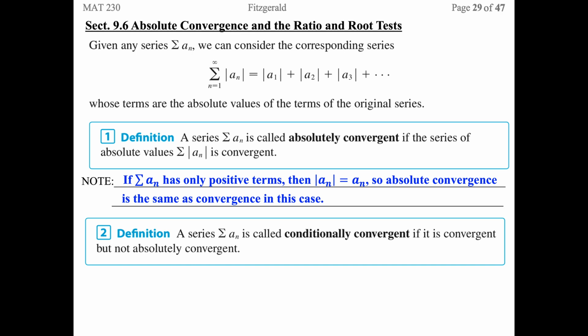Definition number 2: a series, the summation of a sub n, is called conditionally convergent if it is convergent but not absolutely convergent. That means we can show that it converges, but when we put absolute value bars around it and make all the terms positive, it doesn't converge. So that's convergent under the conditions where we don't get to put absolute value bars around it.